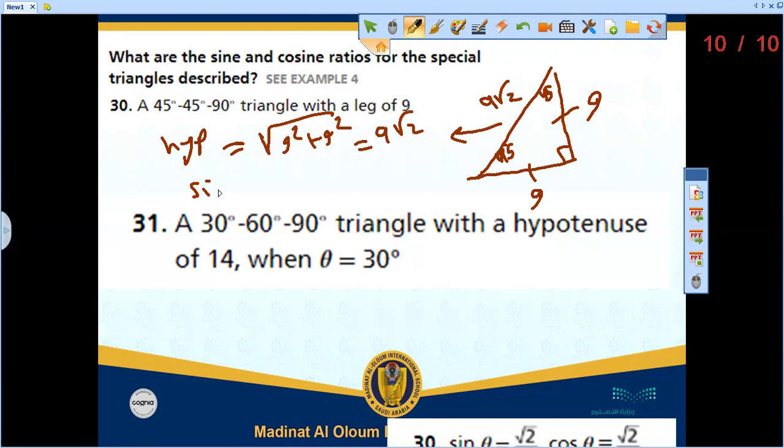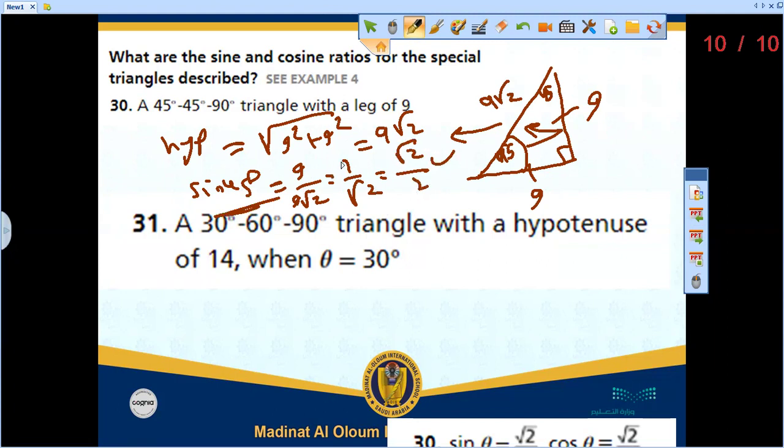I can get sine 45, opposite over hypotenuse, 9 over 9 radical 2, which is 1 over radical 2. If you write it in the calculator, the calculator multiplies radical 2 up and down, and it makes radical 2 over 2. And the cosine also is 1 over radical 2. Then, what else, guys?